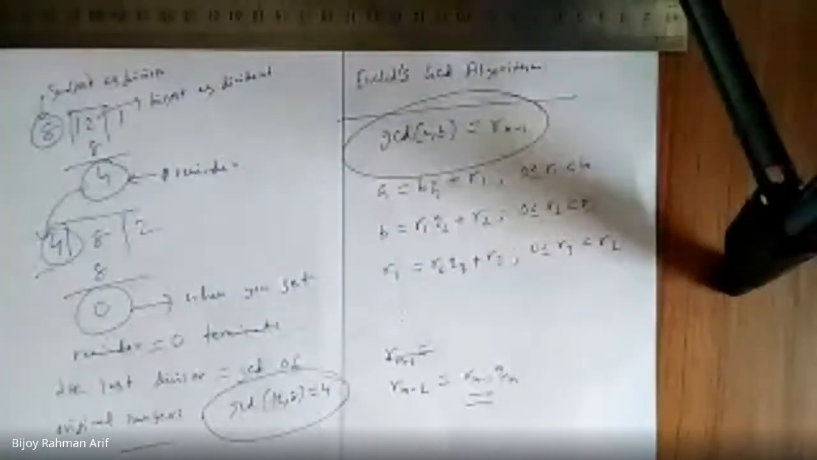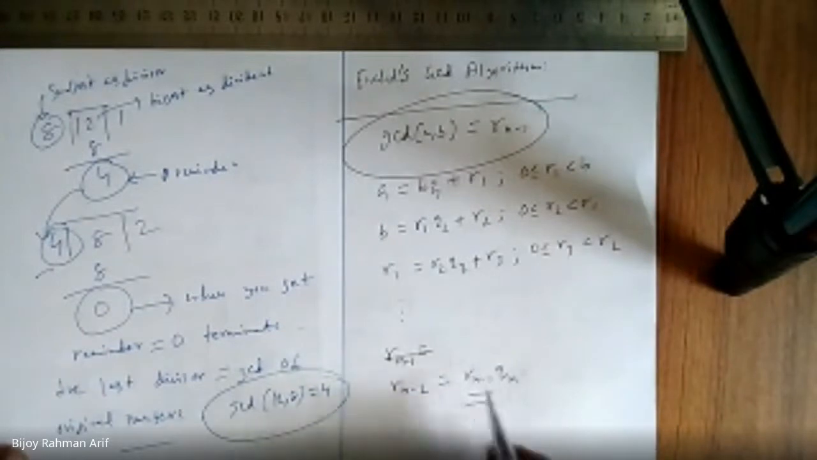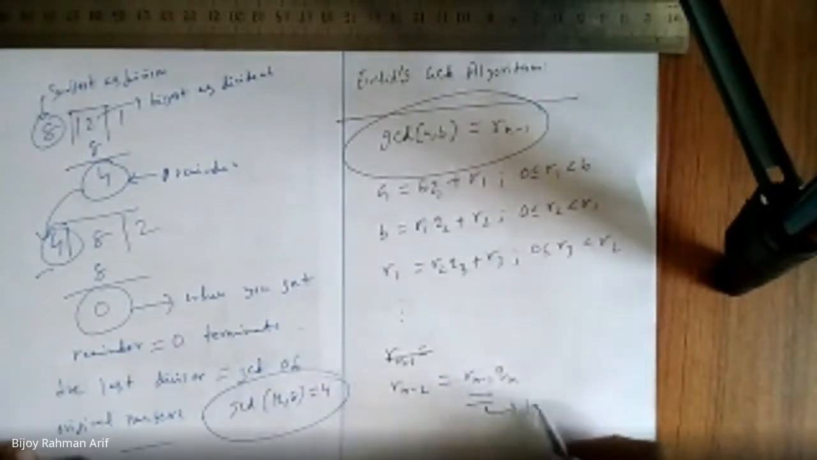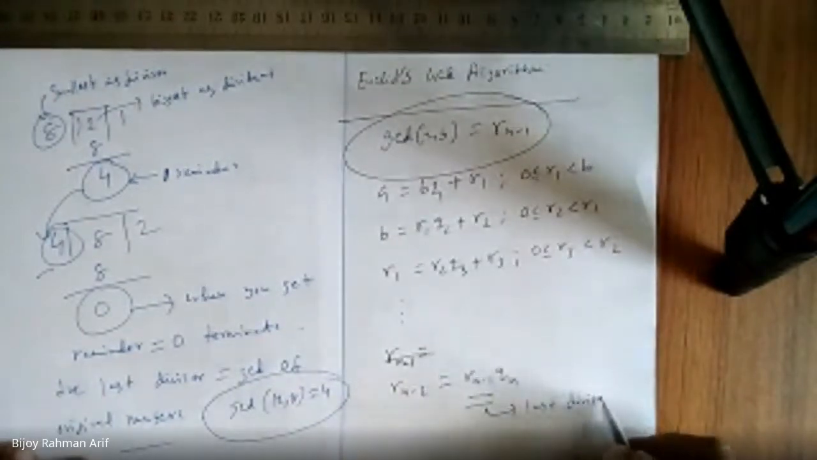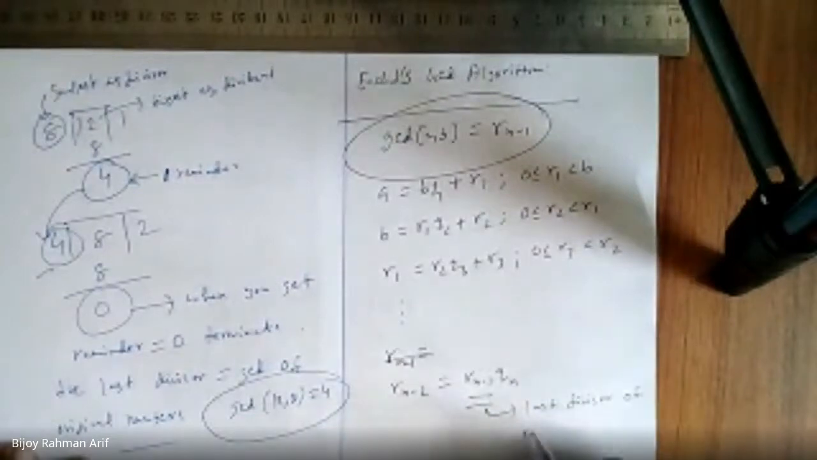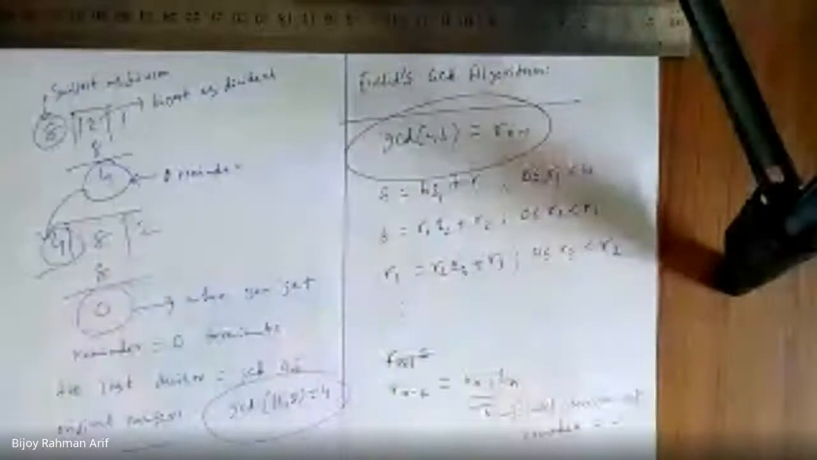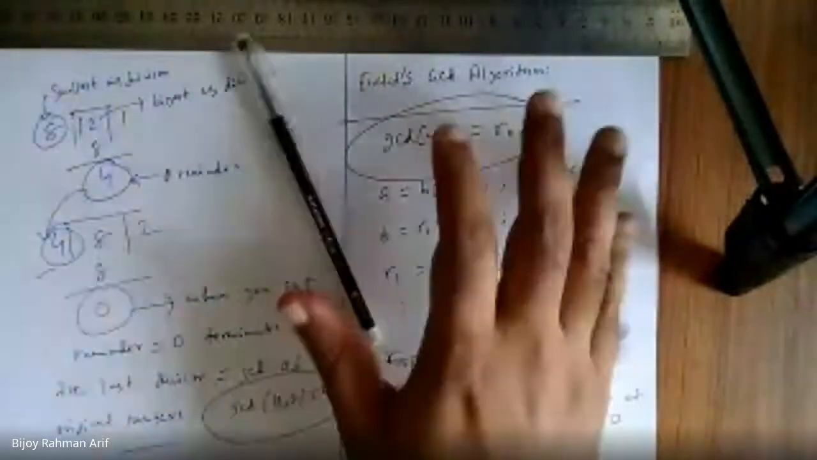Did you get it? Any question? Any question, guys? The last divisor is the last divisor for remainders. That is the gist. All right, guys. Should we stop here today?